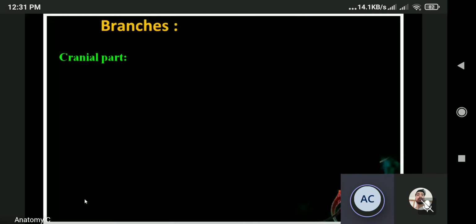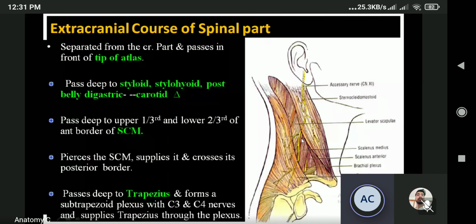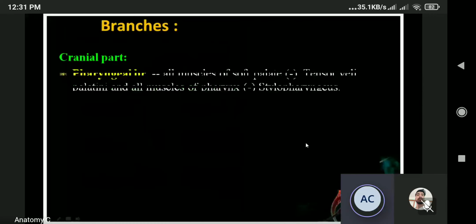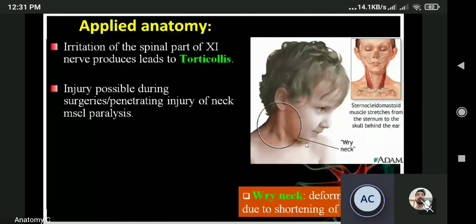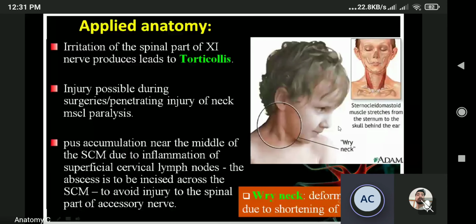You can see this nerve is related to this part. So what you have to do is keep the incision across the sternocleidomastoid muscle, not along the posterior border. Next one, the deformity of the neck due to shortening of the sternocleidomastoid muscle is known as wry neck. This is a congenital anomaly, seen when you have shortening of the sternocleidomastoid muscle.